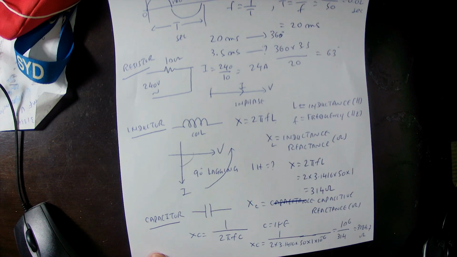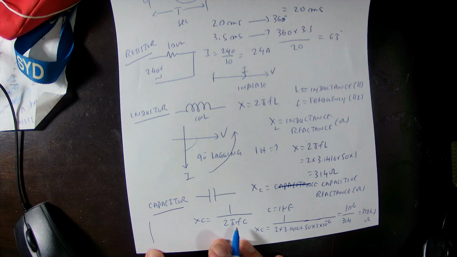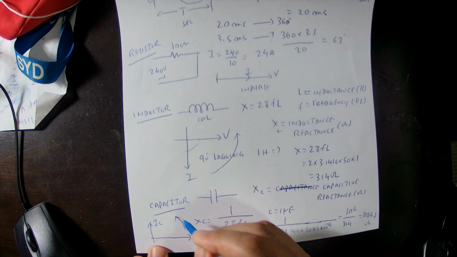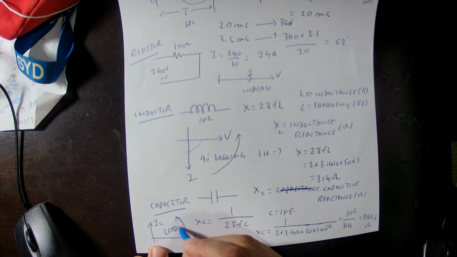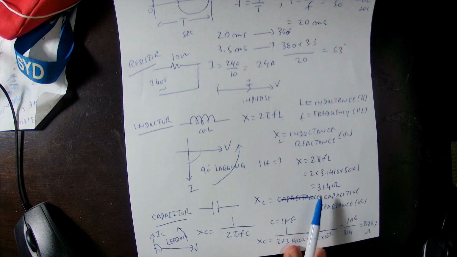So if you connect the capacitor to a voltage supply, the current IC is leading. This is a 90-degree leading. So the capacitor current is 90 degrees leading ahead of the voltage. The inductor current is 90 degrees lagging behind the voltage. So these are the properties of the inductor and the capacitor.